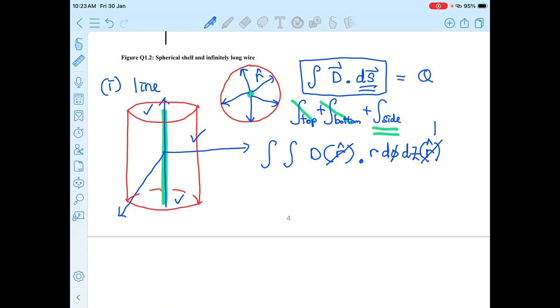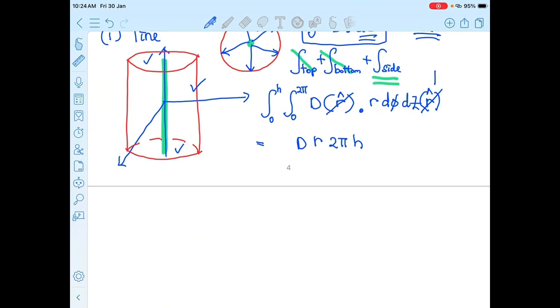For phi, the angle of the cylinder, it is 0 to 2 pi. Z stands for the height of the cylinder, so in this case I will just apply a parameter from 0 to h. Then you can perform the integration, and you will get D r 2 pi h. This one is for the left hand side. As for the right hand side, because the line is not given the Q, they give you the rho L.